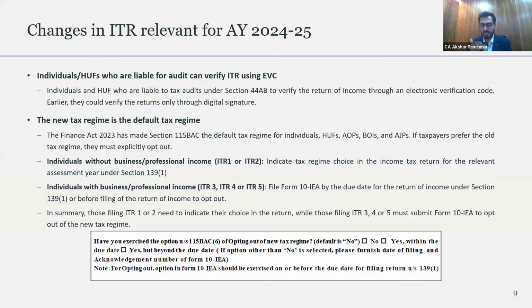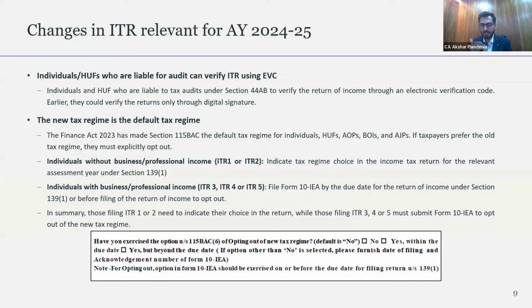The next one is a very important one, especially since this affects a lot of individuals. Between the new tax regime and the old tax regime, the new tax regime has now become the default taxation scheme for individuals, HUFs, AOPs, BOIs, etc. So in this case, if you go ahead and file your return, it will automatically pick up the new tax regime.